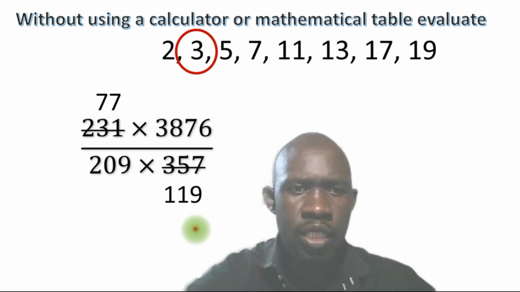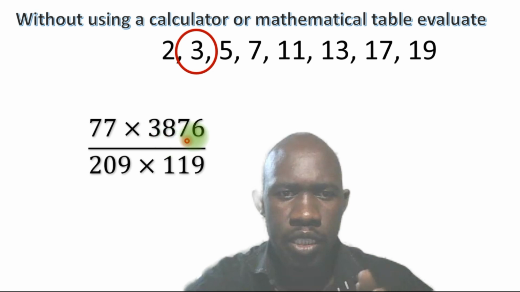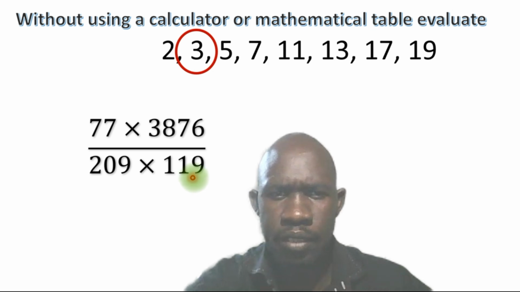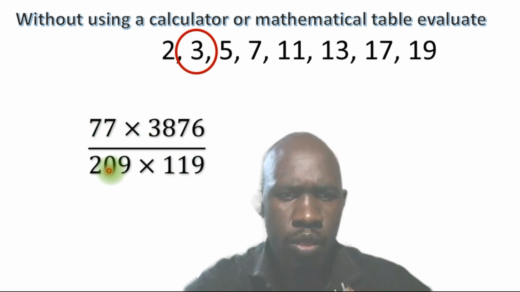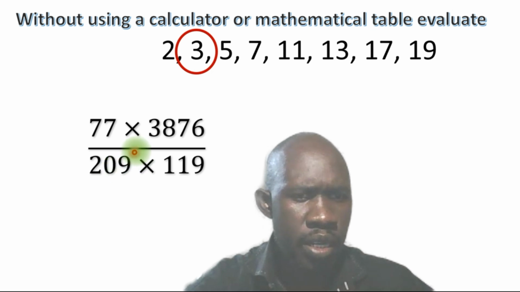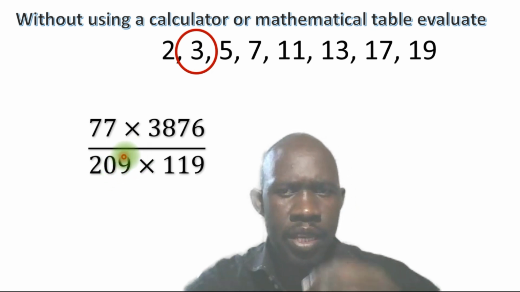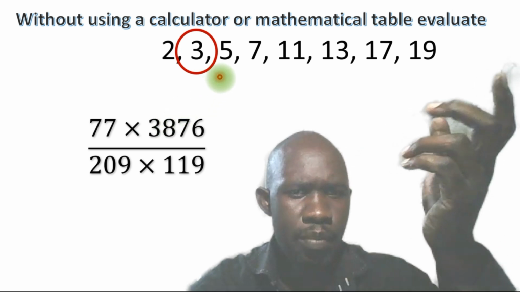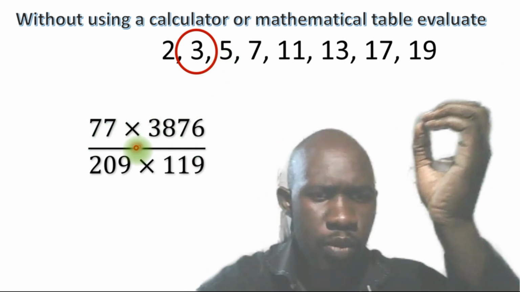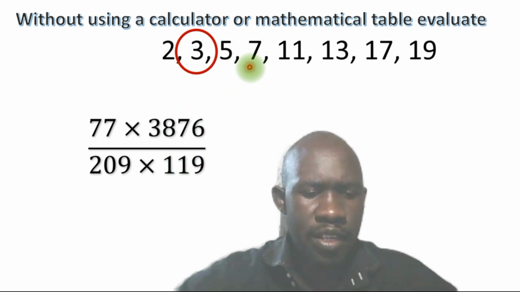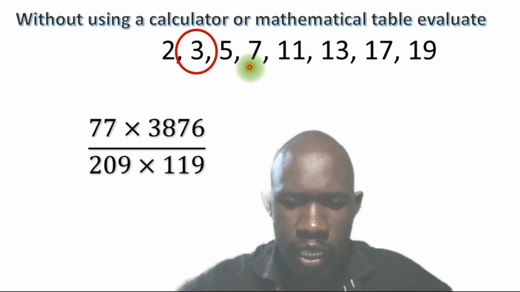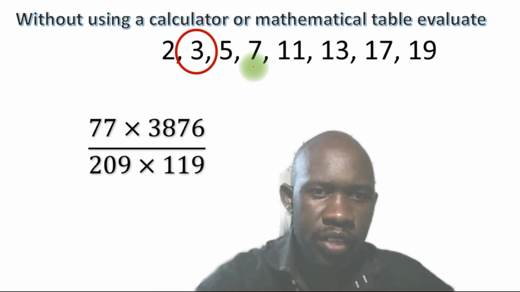So that value is now 77 times 3876 all over 209 times 119. Again, is there any number which now is divisible by 3? Certainly no, there is no number which is divisible by 3. Let us now look at the next number, 5. No number is divisible by 5. So we move to the next number, 7.